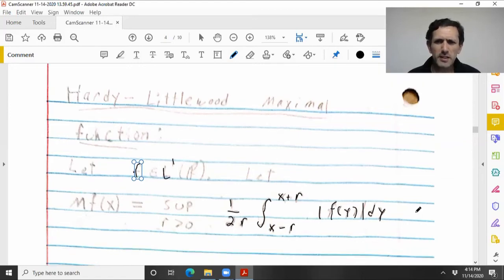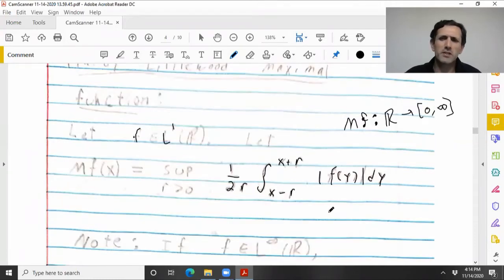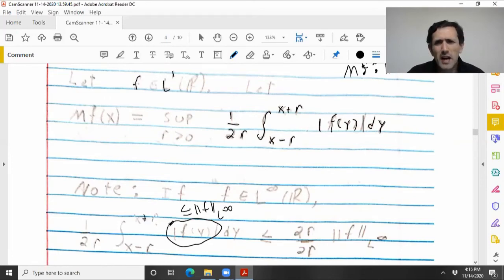So I should mention that Mf is going to take the real line to 0 to infinity, and it could be infinity. There's no reason why this is not necessarily infinity. It might possibly be infinity. All we know, and we get this for free, is that at least if f is in L infinity, then for the purposes of integration, this is less than or equal to the L infinity norm of f. Well, if we integrate that from x minus r to x plus r, we just get 2r, because it's a constant. So it's just 2r over 2r times the L infinity norm of f.